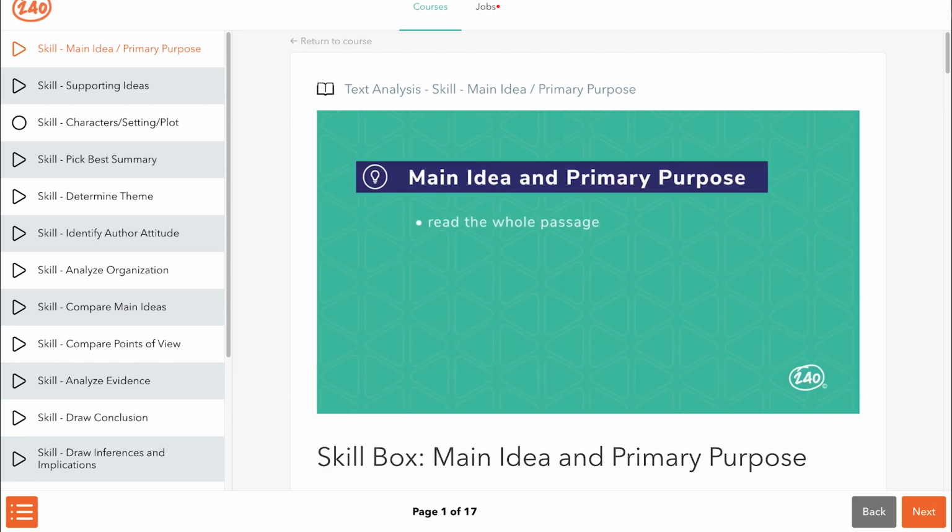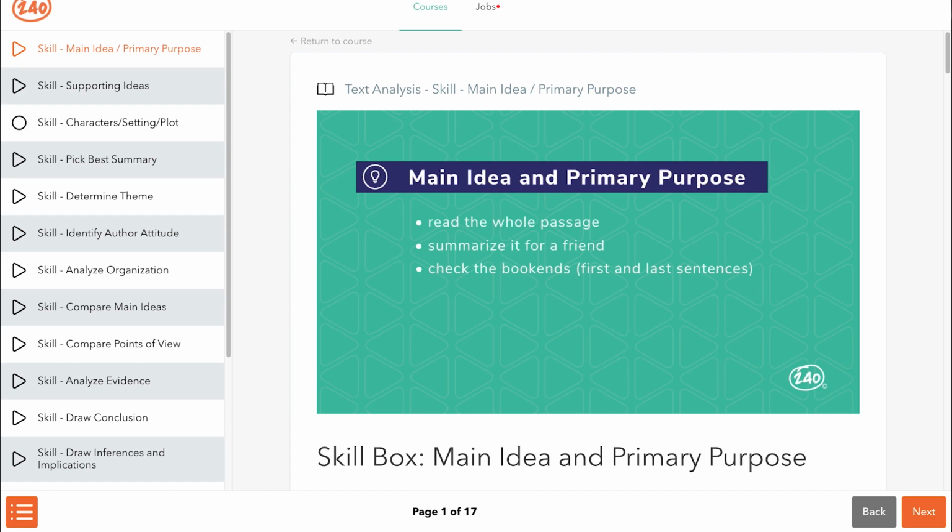Here are some tips for answering main idea and primary purpose questions. First, read the entire passage. Then, imagine you are summarizing it for your friend using one sentence starting with, "It was mostly about." What would you say? Check the bookends for clues. If the passage is a single paragraph, check the first and last sentences for main idea clues. If the passage is multiple paragraphs, check the first and last sentences of the first and last paragraphs for main idea clues.